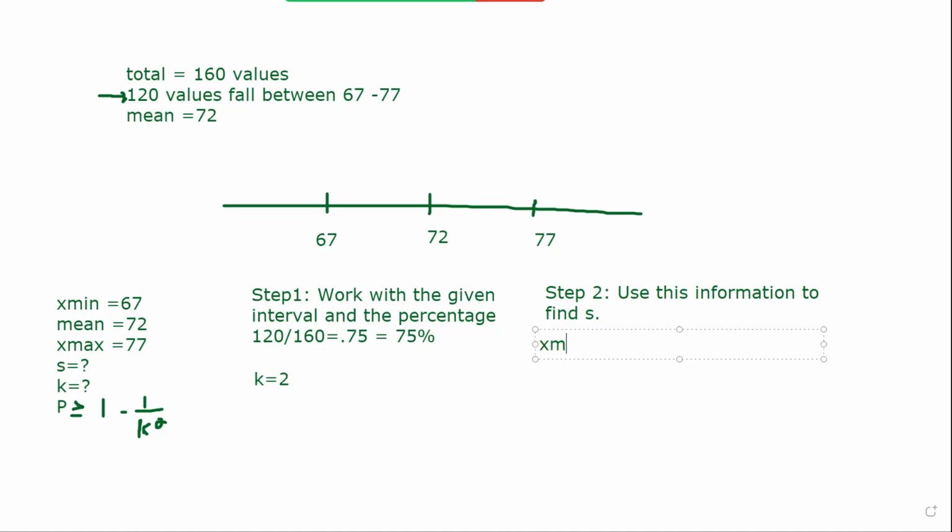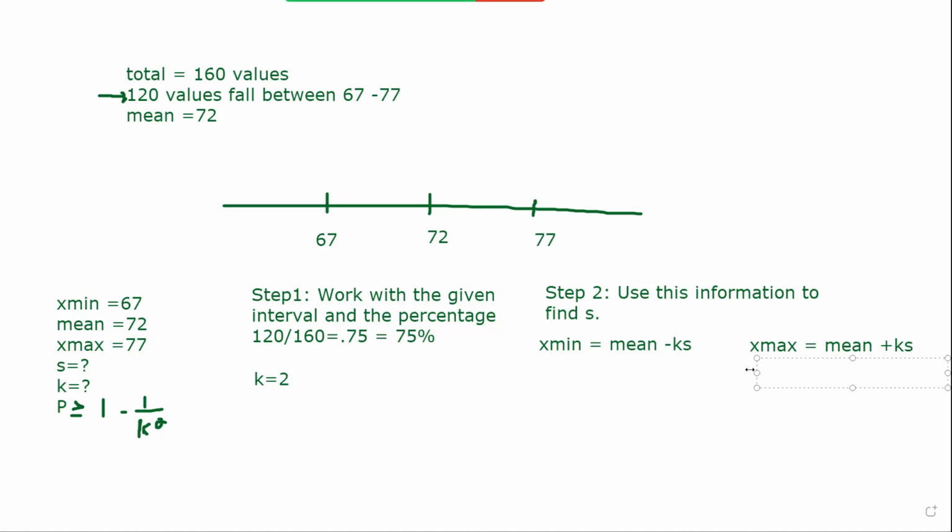We have X minimum is equal to the mean minus KS, or we have X max is equal to the mean plus KS. Again, we can choose which one we want. Do you want to work with 67 and 72, or would you rather work with 77 and 72? Which equation would you like to use? 77 and 72, I vote for that. That tends to give you fewer negatives when you're doing the math.